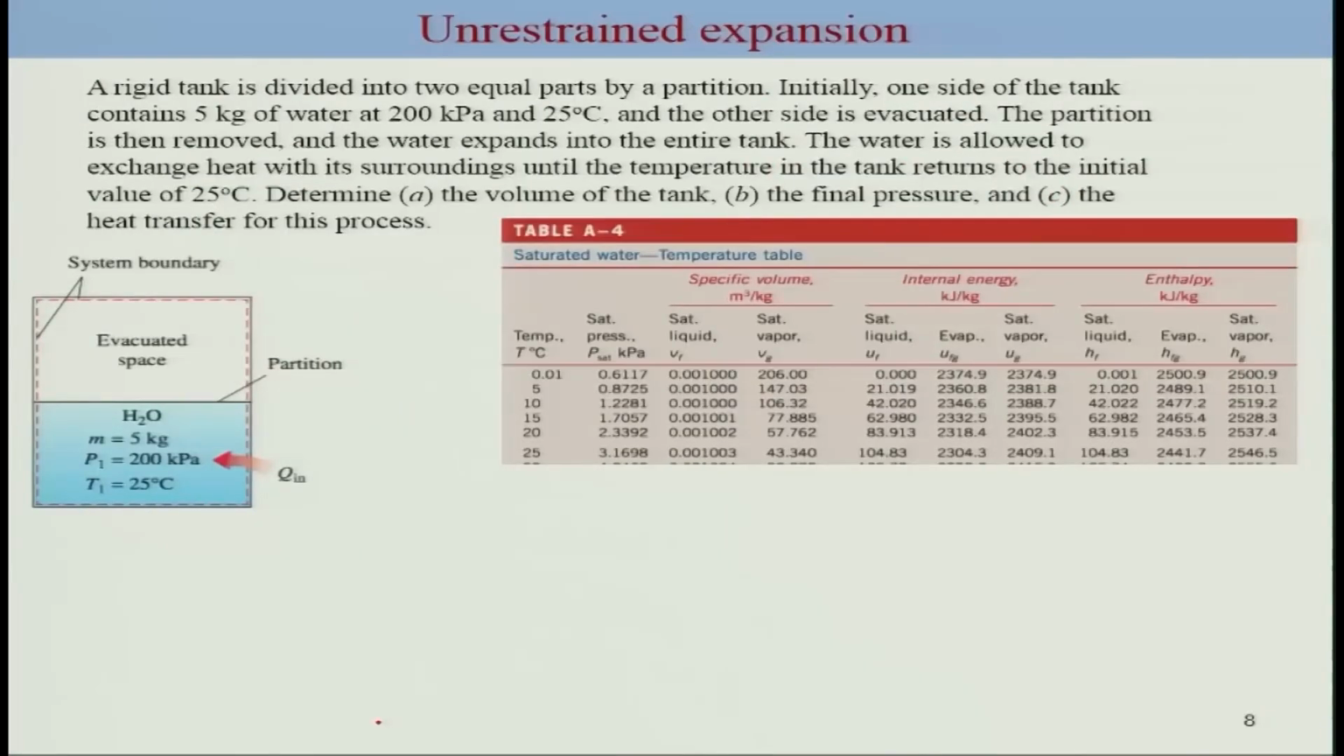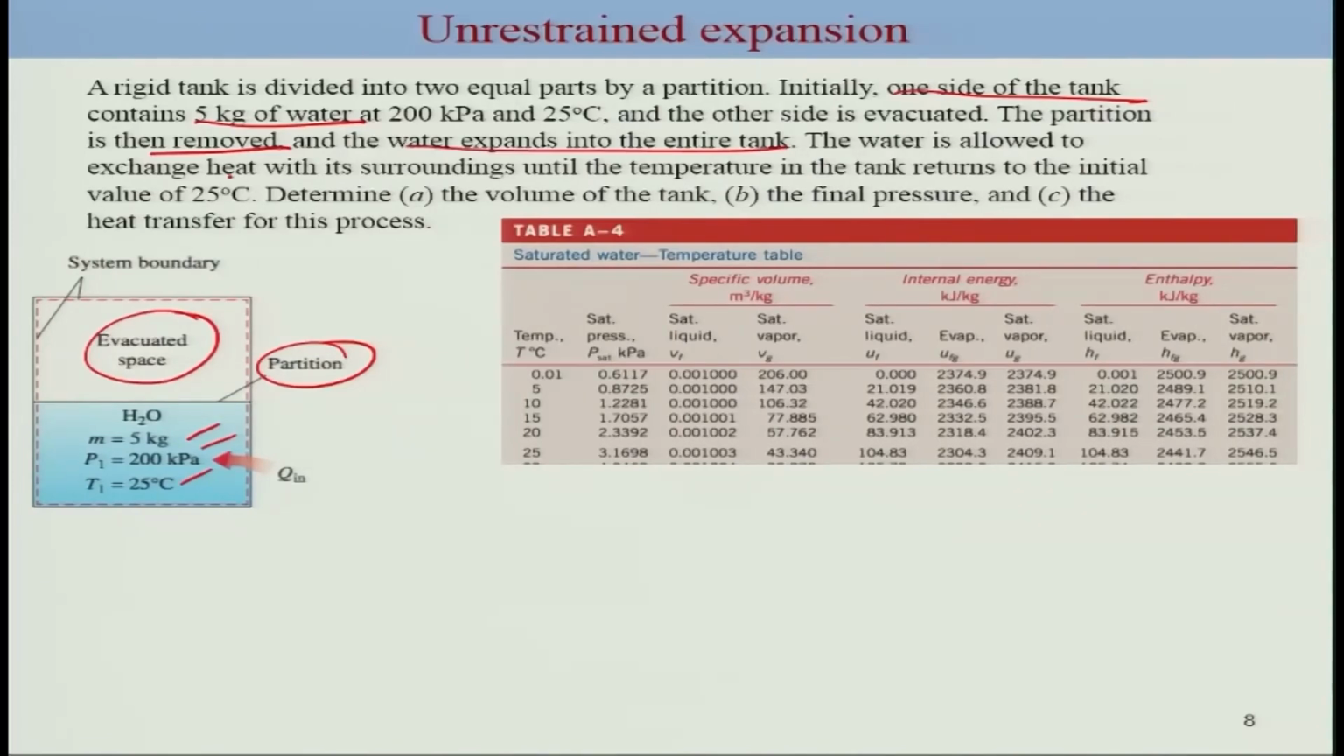We can take another example. This is an unrestrained expansion. We have a rigid tank which is divided into two equal parts by a partition. Initially one side of the tank contains 5 kg of water, at a pressure of 200 kilopascal and temperature of 25 degrees Celsius, and the other region is evacuated, which means vacuum. The partition is removed and the water expands into the entire tank.